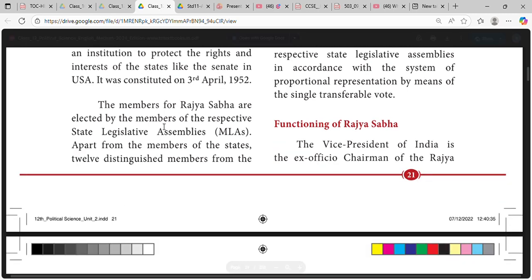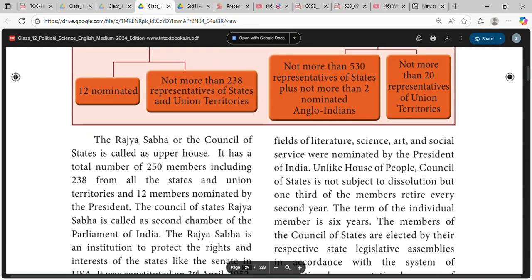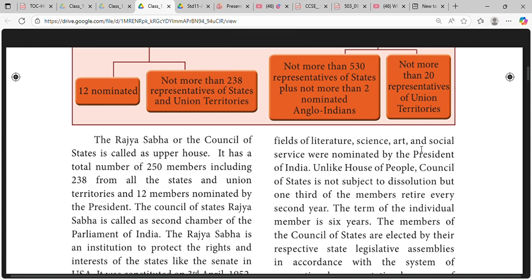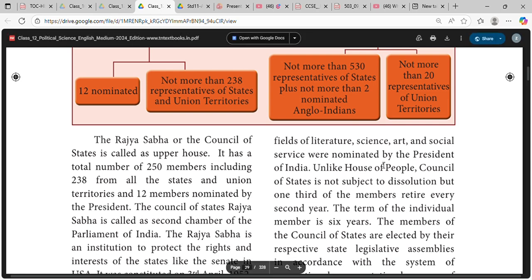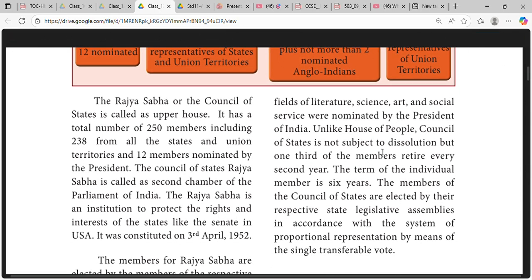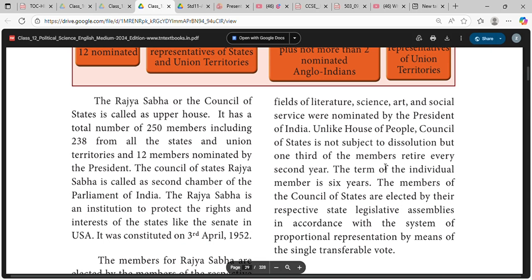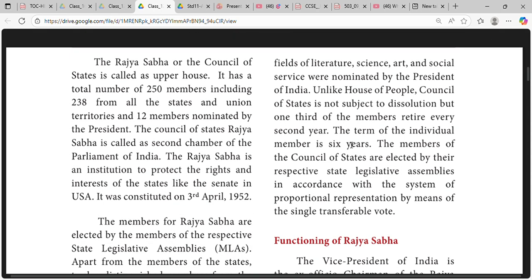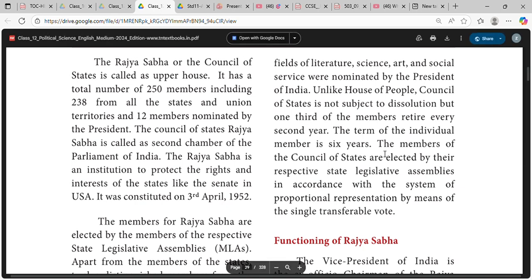The members for Rajya Sabha are elected by the members of the respective state legislative assemblies (MLAs). Apart from the members of the states, 12 distinguished members from the fields of literature, science, art, and social service are nominated by the President of India. Unlike the House of the People, the Council of States is not subject to dissolution, but one-third of the members retire every second year. The term of the individual member is 6 years.